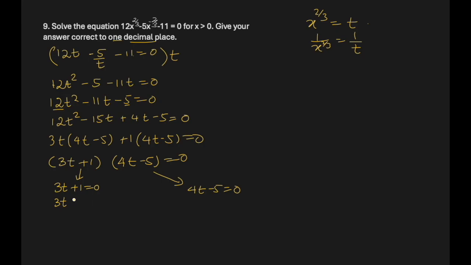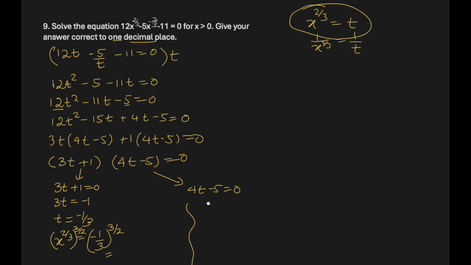This gives me 3t equal to minus 1, t equal to minus 1/3. And t was assumed to be this. So I will write x to the power 2/3 equal to minus 1/3. To get rid of 2/3, I'll give both of them an exponent of 3 over 2, and see if I get a solution.